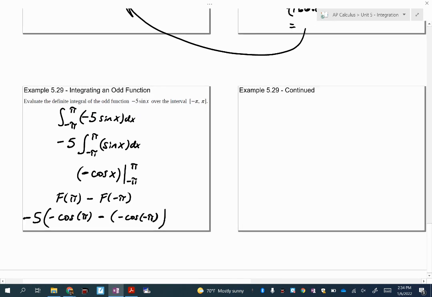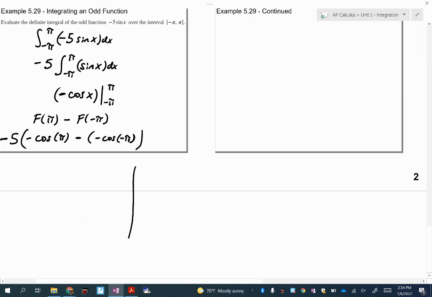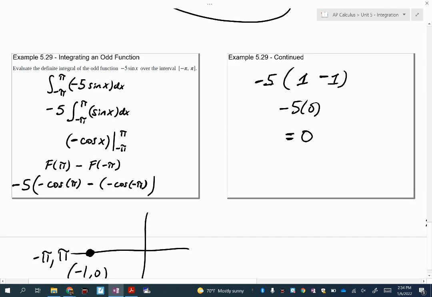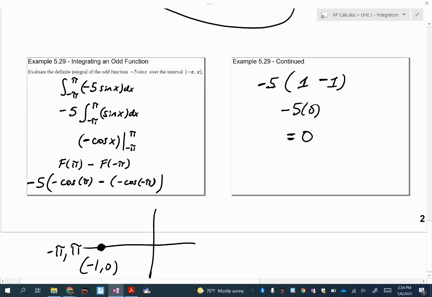All right, so I'm going to move to my next slide. And you can use Desmos if you need to. I know from my days of trig that if I do my quadrantals, pi is over here, and -pi if you move the other direction. So that ordered pair is going to be -1, 0. So the cosine of pi or -pi is going to be -1. So this becomes -5 times the opposite of -1, which is 1, minus the opposite of -1, which is 1. You should notice 1 minus 1 is 0. So -5 times 0 is 0. So that confirms the integral of this odd function is 0, which we knew going in.